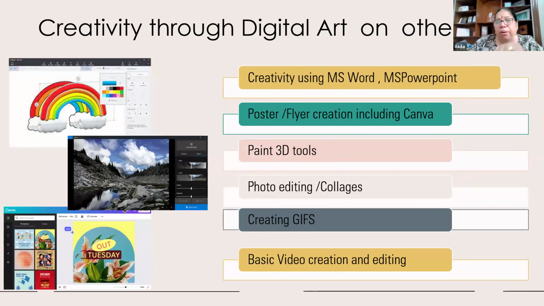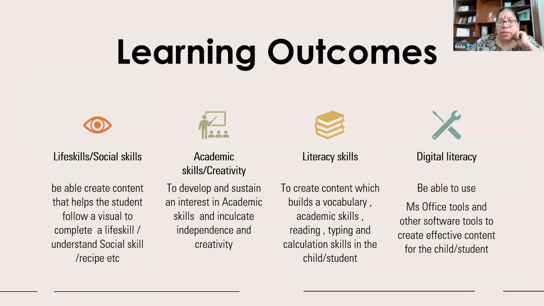Also, through Word and PowerPoint, what are the other creative things you can do? How can we create a poster or flyer? How can we use Paint 3D? How can we edit photos and collages? Use Canva, for example, to create some basic videos or presentations or GIFs or animations. So you can see that all these outcomes are covered, whether it is life skills or social skills, they are able to create.